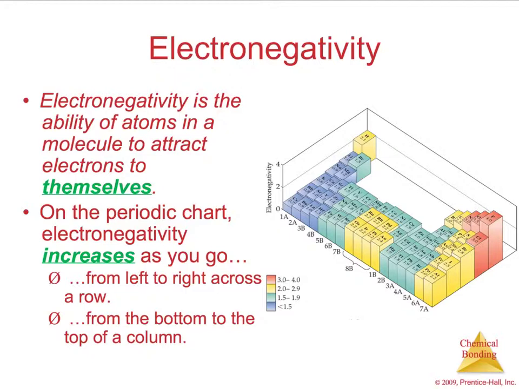On the periodic chart, like ionization energy and electron affinity, we actually have trends. Electronegativity tends to increase as we go from left to right across a row, and as we go from the bottom to the top of a column. Or if you want to think of it from top to bottom, it's going to decrease as we go from top to bottom. You can look at this table right here. It shows you the trends and gives you some numbers. You do not have to memorize the numbers. You do have to know the trends, however.